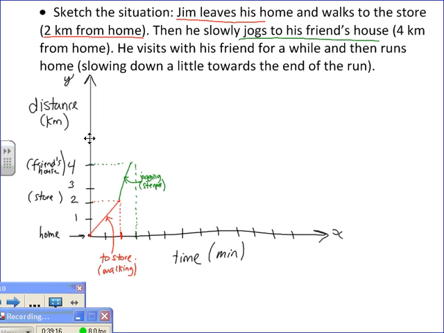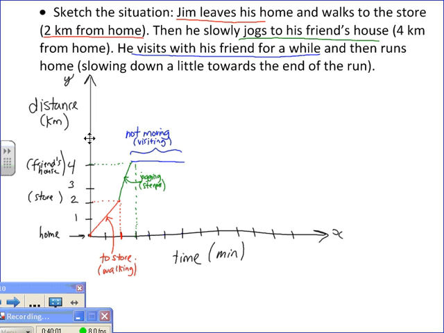He visits with his friend for a while. That's important. He visits with his friend for a while. So for a period of time, he's not moving. Let's imagine that if each one of these divisions are 20 minutes, he visits for 20, 40, an hour, let's say. So let's move ahead 3 divisions. I'm going to draw a horizontal line for a period of time. And that horizontal line tells me that he is not moving. So he's staying at the same distance. He's at his friend's house, 4 kilometers from home, and he's not moving for a period of time. So this is when he's visiting.